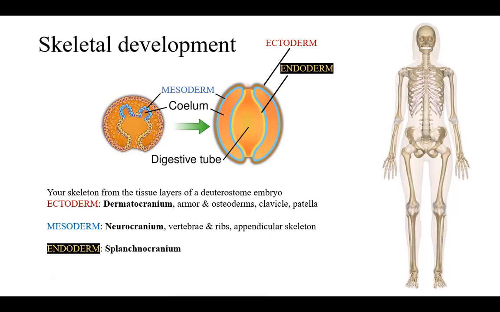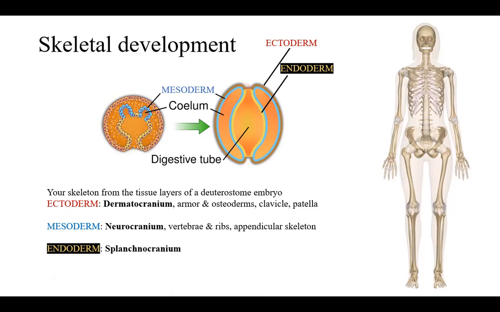We're not going to worry about these head parts right now, but I want you guys to know that things like armor, osteoderms, the dermatocranium, which is most of the bones of your skull, and your teeth, you'll see that on the slide from when I gave you Osteichthyes, come from the ectoderm, the outer layer.